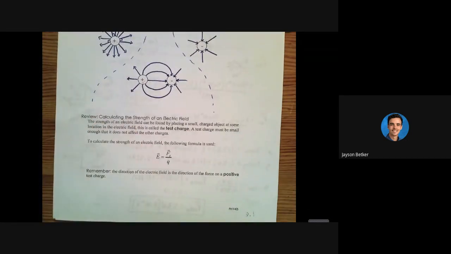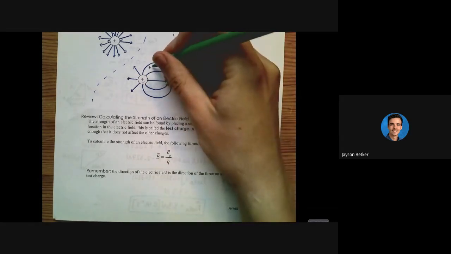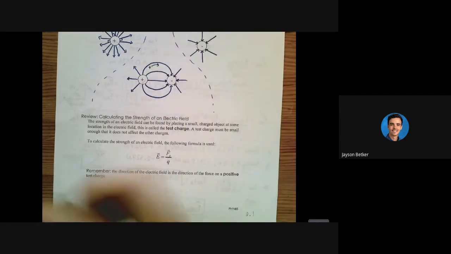Now, let's review how to calculate the strength of an electric field. The strength of an electric field can be found by placing a small charged object at some location inside of that electric field. This would be called the test charge. If I place one right here, it's going to feel a force like that. It's going to get repelled and then attracted. So that would be our little test charge.